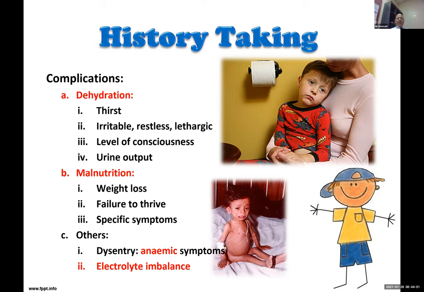Malnutrition, he may lose weight and have failure to thrive, with specific symptoms of vitamin deficiency and like that. Others: is there any dysentery? Is there any electrolyte imbalance? These are very important. So all of these are the suspected complications: dehydration, malnutrition, and electrolyte imbalance are very important.